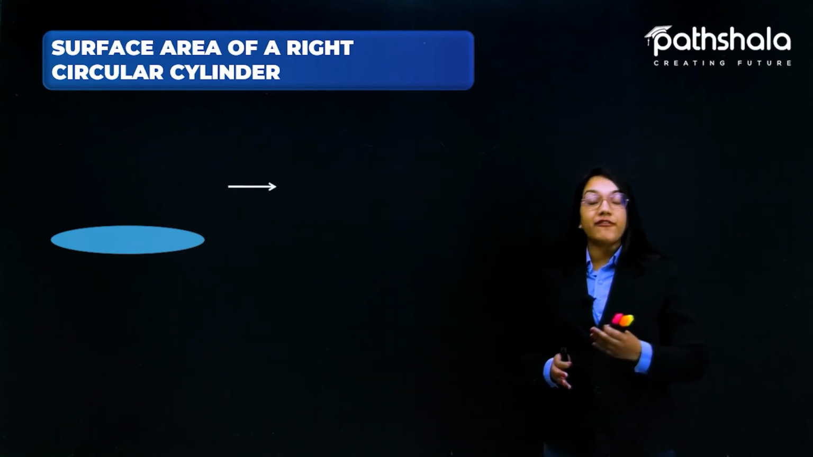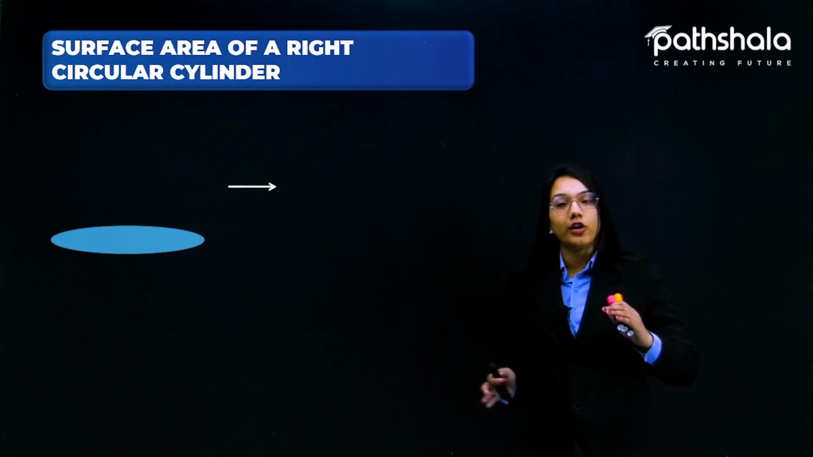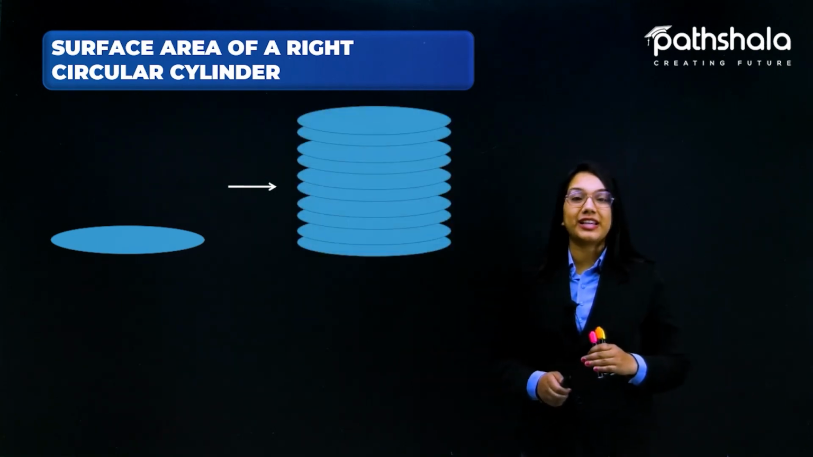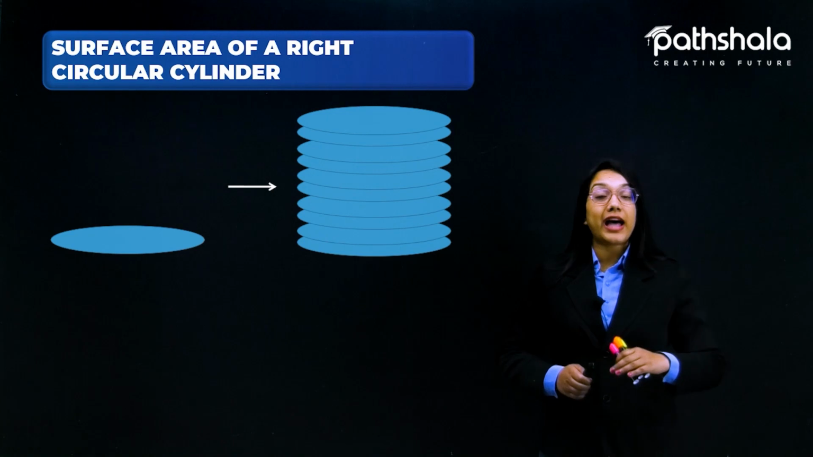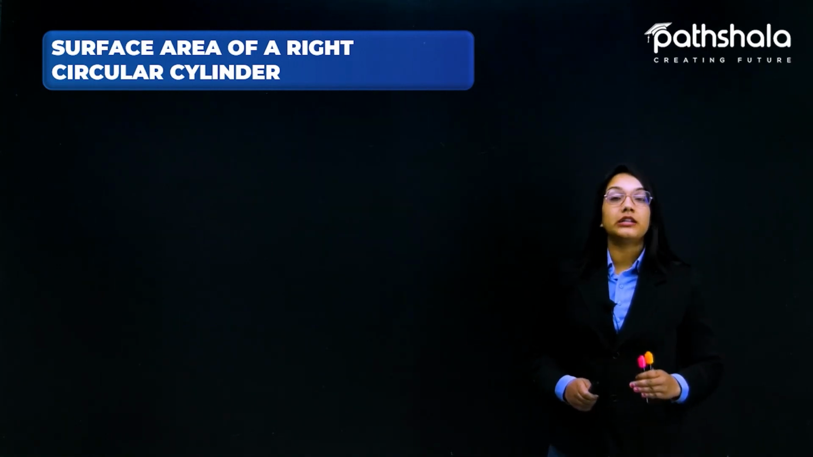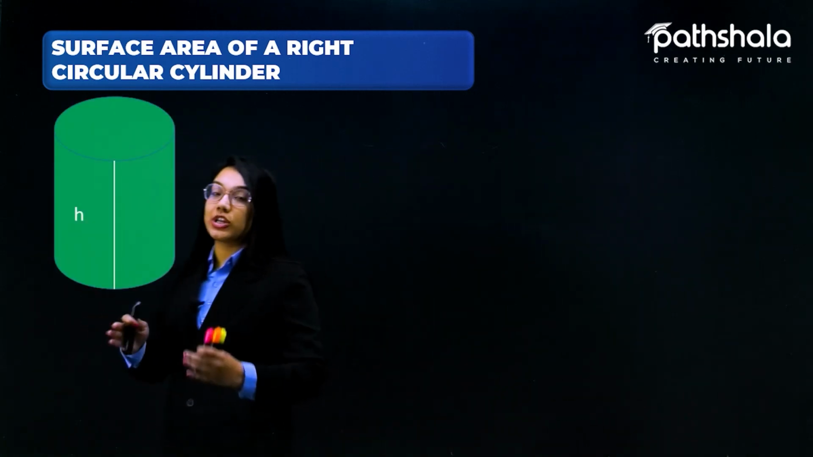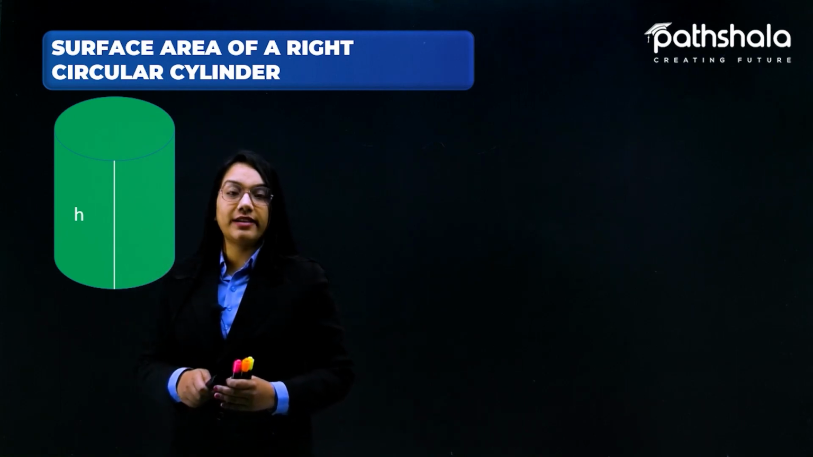As you can see, if I take a stack of all of these and pile them up in a vertical pile, I get such a figure, and this is called a right circular cylinder. So in general, a right circular cylinder is of this type. As you can see, this right circular cylinder has a height.